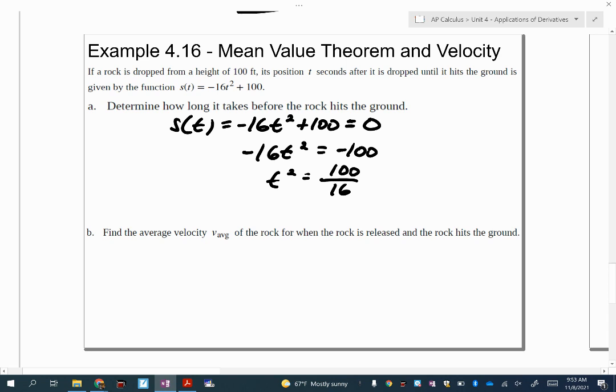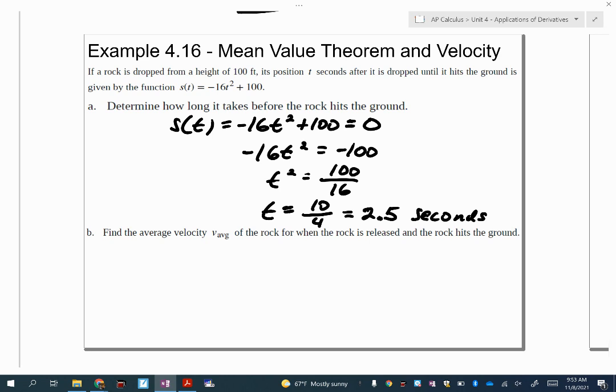Please feel free to reduce that if you would like. But if I take the square root of both sides, all right, I get plus or minus 10/4, which is the same as 5/2, which is 2.5. All right, now you'll notice I didn't care about the plus or minus here because I can't have negative time. So in 2.5 seconds, the rock is going to hit the ground. Okay, and that is very much an algebra type question.